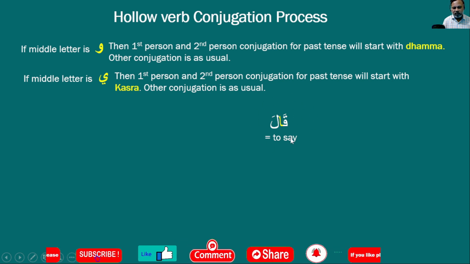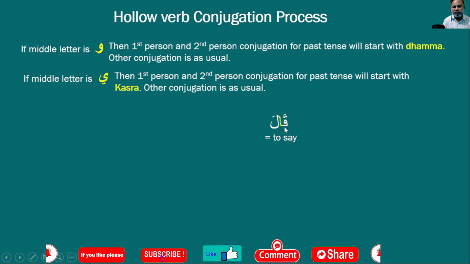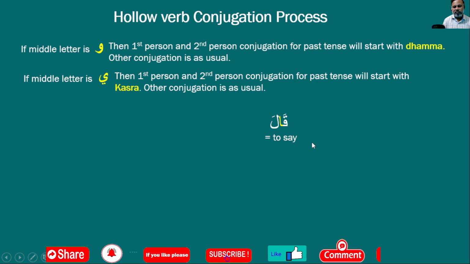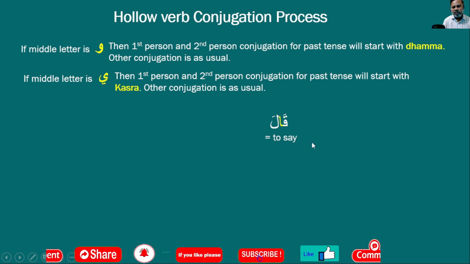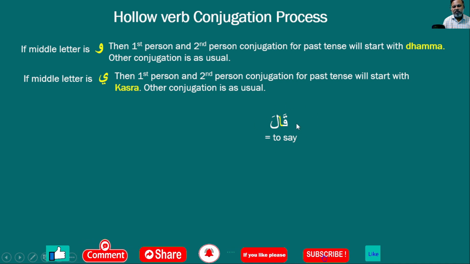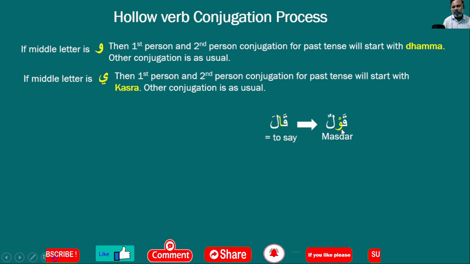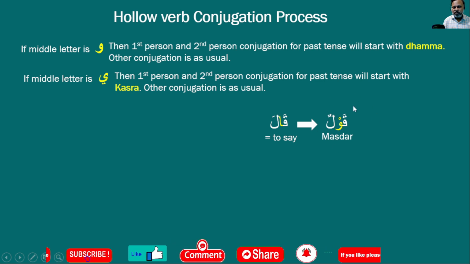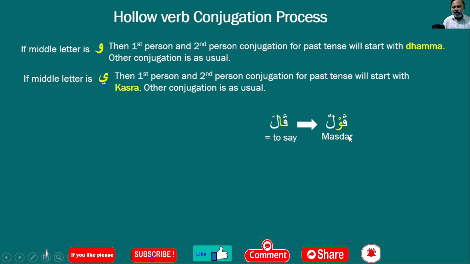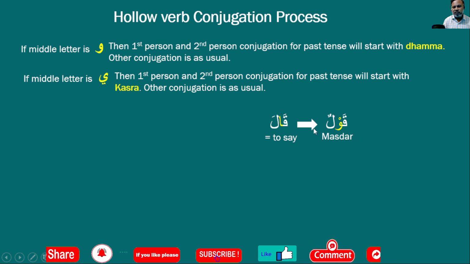If we know the actual root letter of this verb, then we have to go back to the source of this verb. In Arabic, the source of any verb is the masdar of that verb. Then we have to go back to the masdar of this verb qala. The masdar of the verb is qawlun. This is the source of this verb. So from the masdar we can see the middle letter is wa. So this alif is actually wa.